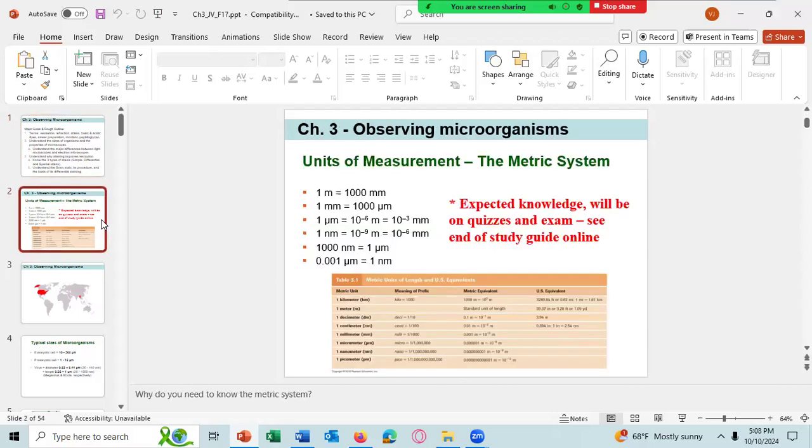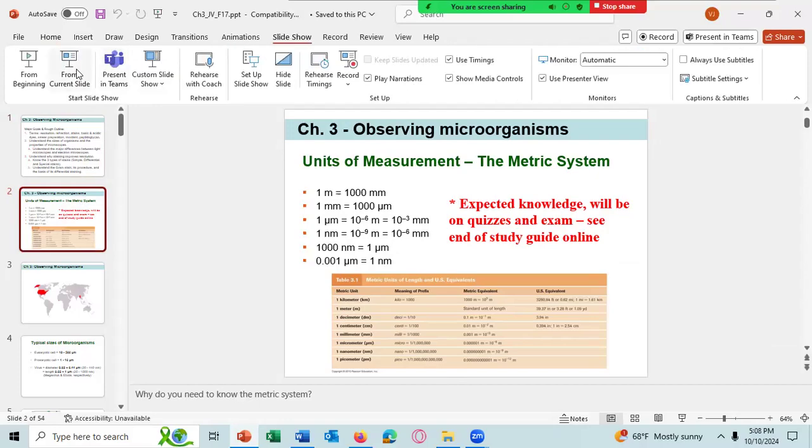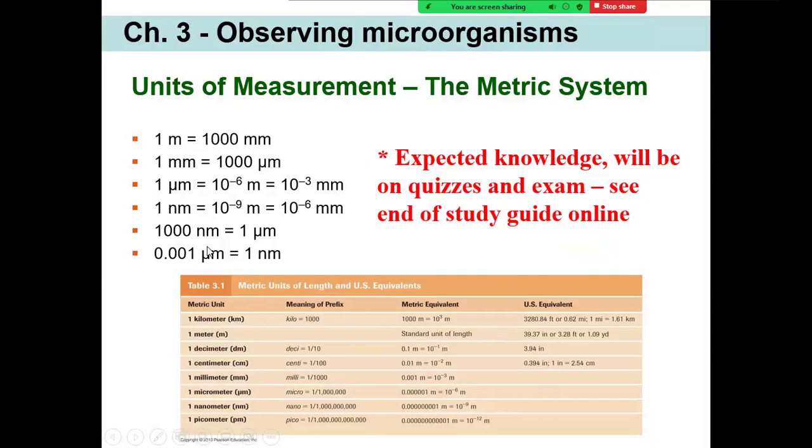We're going to be talking about units of measurement and the metric system. You need to know the metric system because science and medicine both use the metric system. Let me try to blow this up so you can see it better. You do need to know most of these metric units, like the kilometer. It is 1,000 meters. You need to know the meter. It is the basic length unit in metrics.